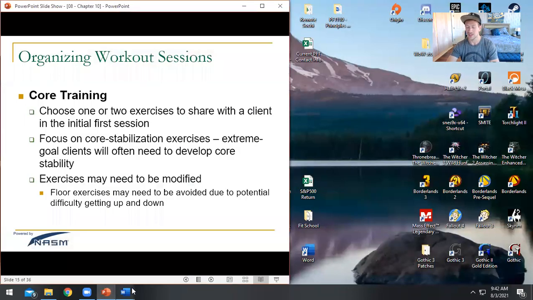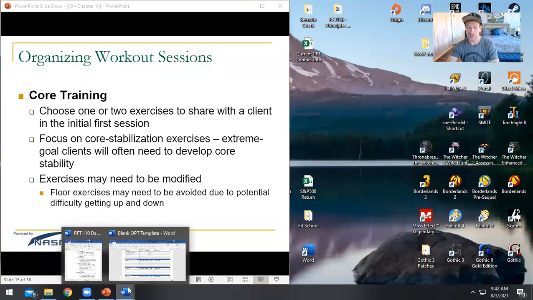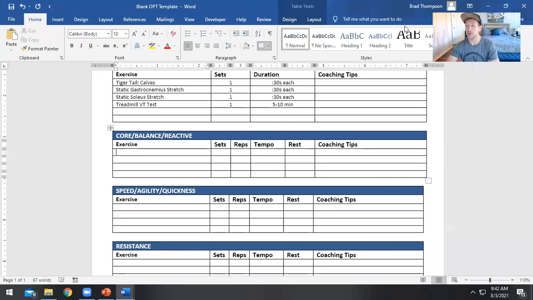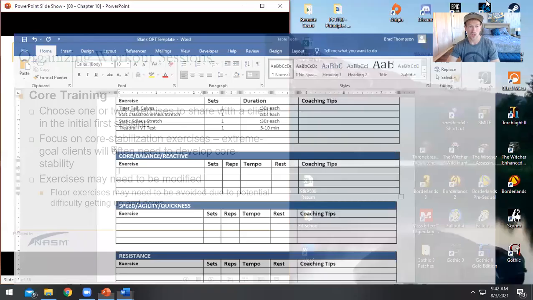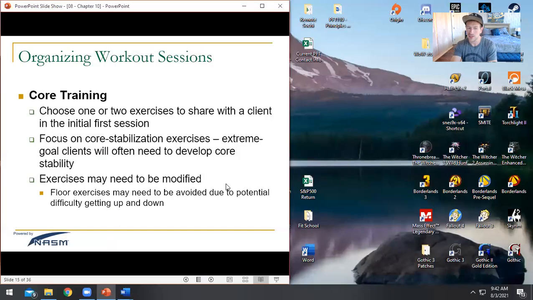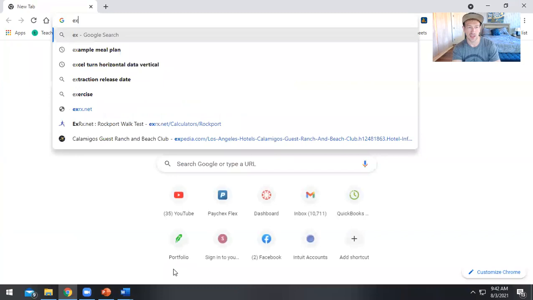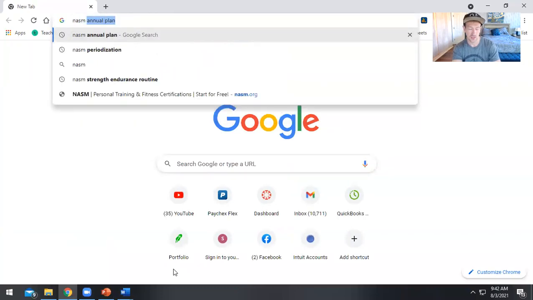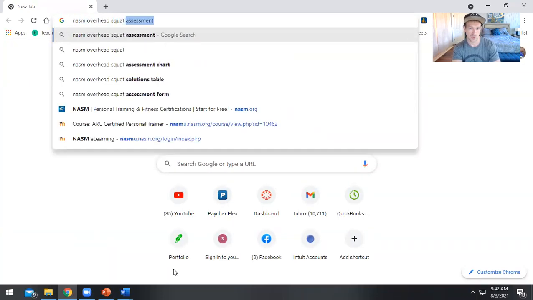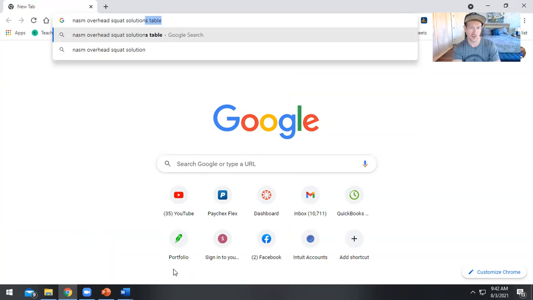We don't need to do medicine ball throws. We just need to work the stable stuff. We're not focused on moving the spine. We're focused on stabilizing the spine. So choose 1 or 2 exercises to share with your client in that first session that would be appropriate to them. If my client's an excessive forward leaner, that could be, again, if we look at this, the NASM overhead squat solutions table.